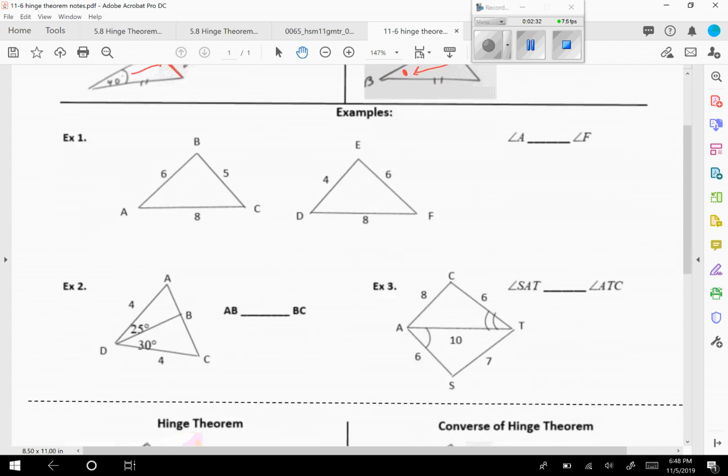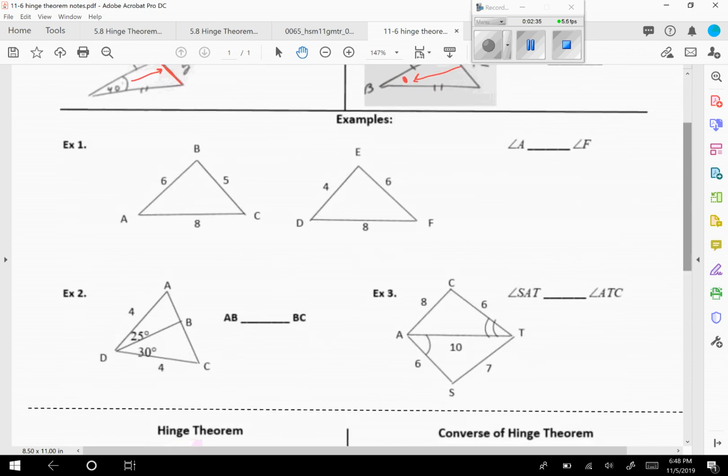Okay, so now we'll do examples. So it says compare angle A and angle F. So here's angle A, and here's angle F. Okay, look at your sides. We have the 6 and the 8. Okay, and then look at the side across from the angles they're asking us to compare. You have across from angle A, it's the side that's 5. And across from angle F, it's the side that's 4. So again, your bigger angle is across from the bigger side. So 5 is bigger, so angle A is greater than angle F.